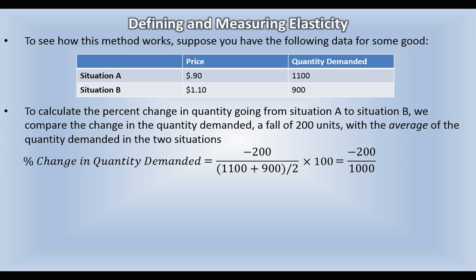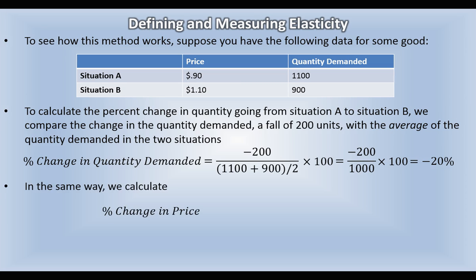So then you have the drop in quantity demanded as a fraction of the average of the two, the starting and the ending point, which is 1,000, which then equals 0.2 times 100, which equals 20%. So the percent change in quantity demanded using our midpoint method, in this case, is equal to 20%. In the same way, we calculate the percent change in price. So the percent change in price, again, here's an increase of 20 cents. And that's going to be as a fraction of the average of these two.